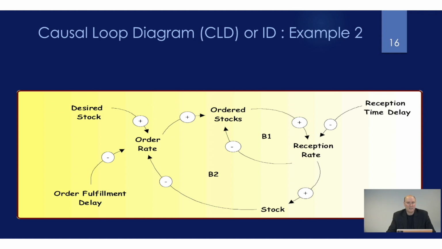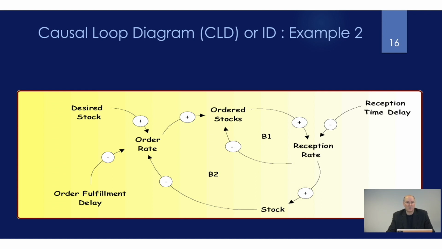Now, what we have here is a little bit more complex. Ordered stock increases the reception rate, and reception rate decreases the number of ordered stock. Now, the reception rate increases the stock level, and the stock level will decrease the order rate. And if the order rate increases, then the ordered stock will increase. Now, if we start looking at the number of odd versus even influences between those causal loop diagrams, what you will notice is there is an odd number of influences, and therefore the two of them are considered balancing loops.